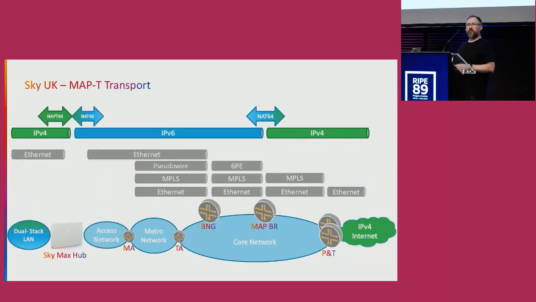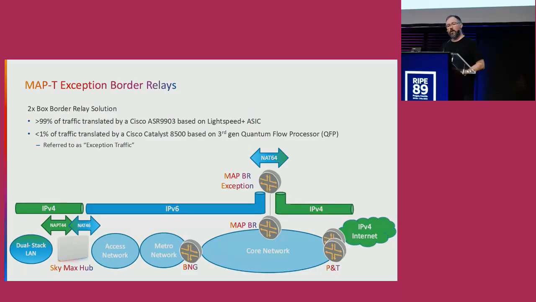Again, it's more of a traditional network compared to Italy. In Italy, we got to use EVPNs and segment routing. In the UK, it's more of a traditional network with targeted LDP pseudowires to the BNG and then 6PE across from the BNG to the border relays. The border relays themselves are actually a two-box solution that we've gone for.